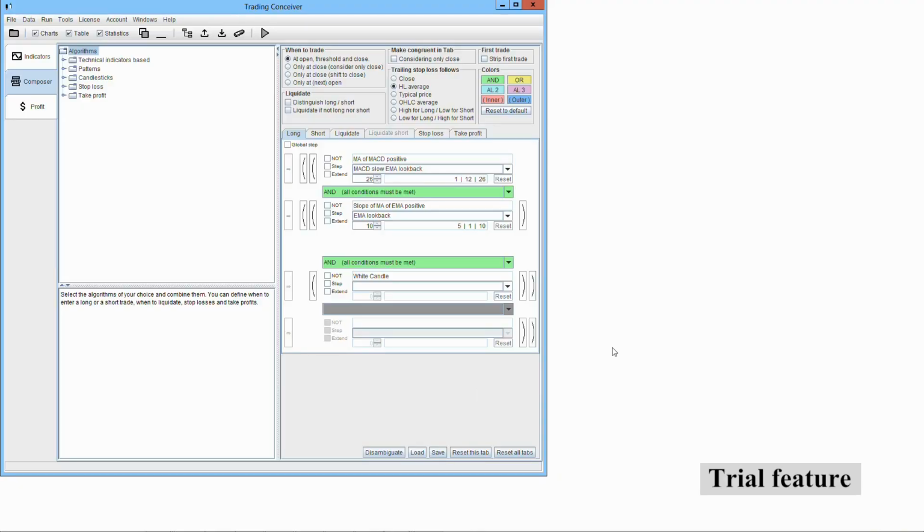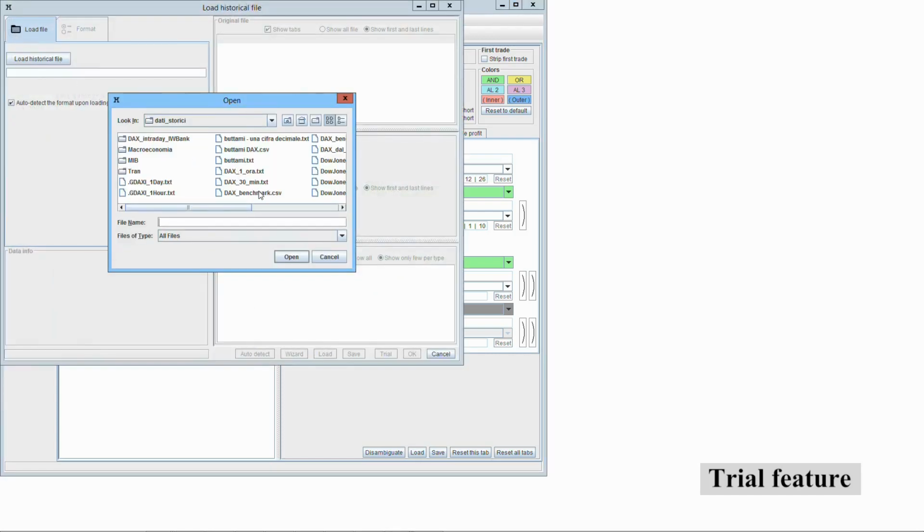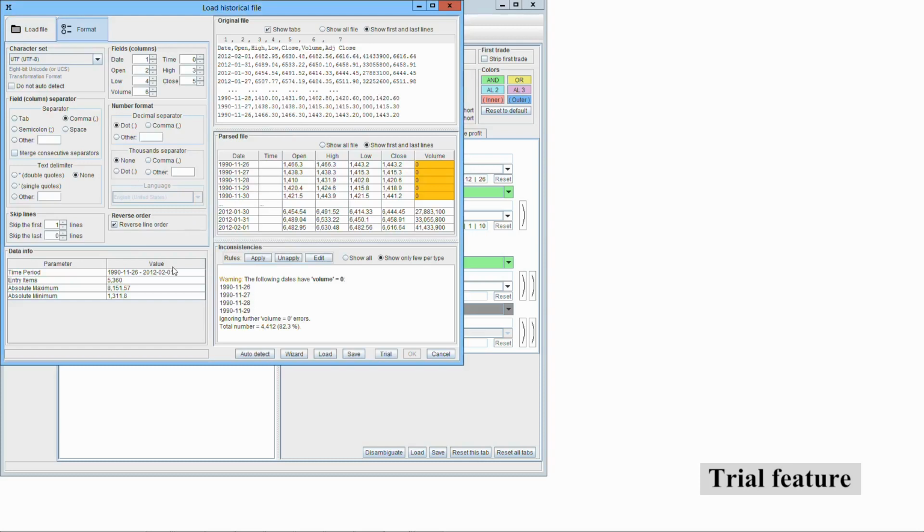Up to now, we used the preloaded historical data in Trading Conceiver. You will want to use your own historical data file relative to the market of your interest. To check whether Trading Conceiver works with your historical data file, load your file containing the historical data, either selecting the menu File, Load Historical Data, or clicking the homonymous icon in the toolbar. Select your file. Use the various features of the window that pops up to correctly parse the file. Then press the button Trial.